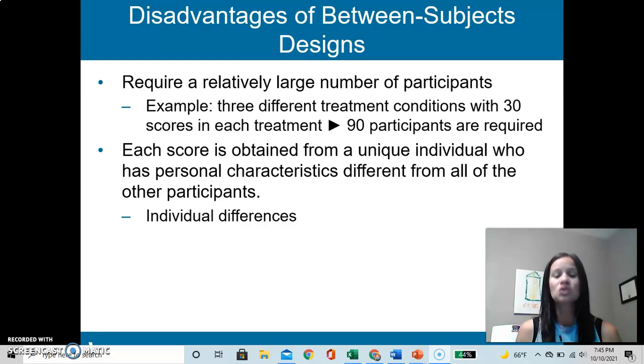The other downfall is each score that is obtained is for each unique individual.